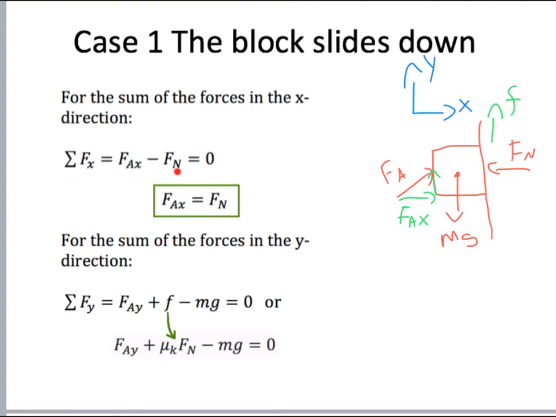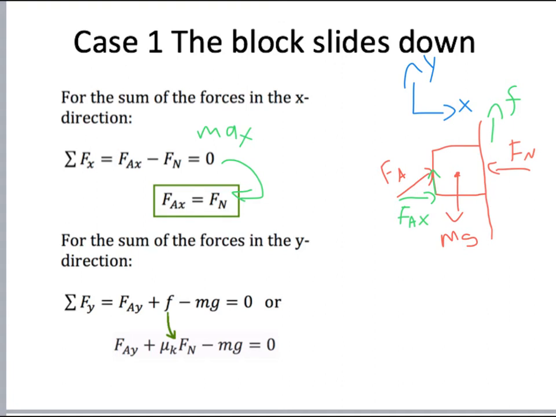FAX minus FN equals ma, and of course ma is 0 in this case, and this would be ma sub x. Why is it 0? It's pressed against the wall. We're not moving it. And so what we can do is solve this for the normal force, and we get that the normal force is equal to the X component of the applied force.